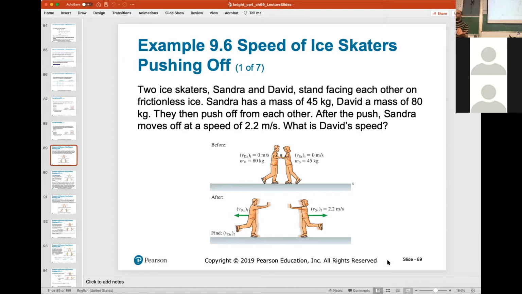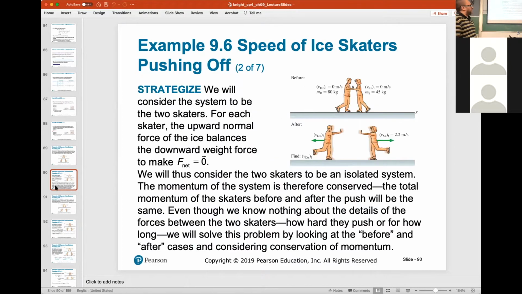Yeah, it also has to be 0. So we can say their momentum before they push off and after they push off has to be 0. So if that's true, then we can just set up an equation, and that's when they say strategize. So think about the problem and say, all right, at least what I would do is say my momentum is the same before and after, and so I can set up an equation now.